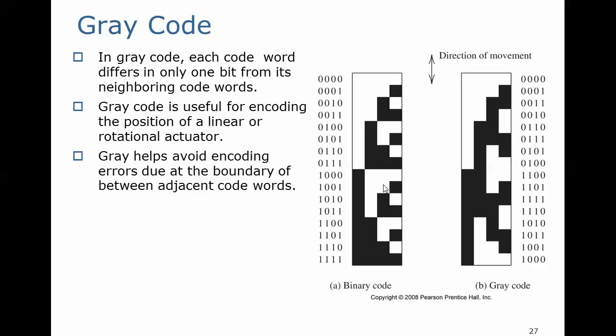And you can see that, imagine there could be some ambiguity if 2 of those place values change from dark to white or white to dark on the same boundary. And so gray code ensures that only 1 place value changes from a 0 to 1 or 1 to 0. Gray code helps avoid encoding errors at the boundary of, or between, adjacent code words. So here's a little animation to show how it might look.